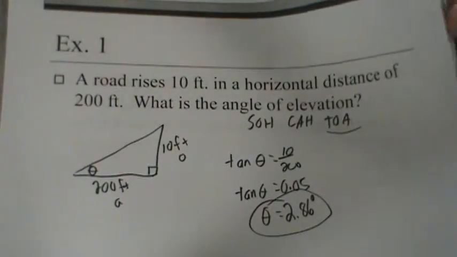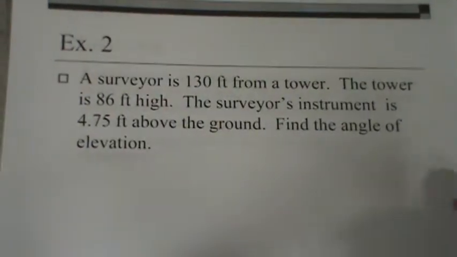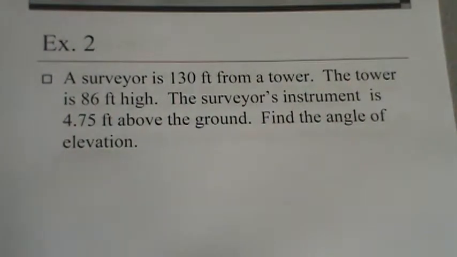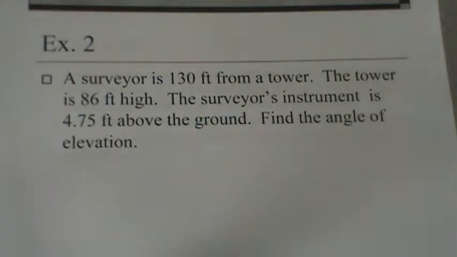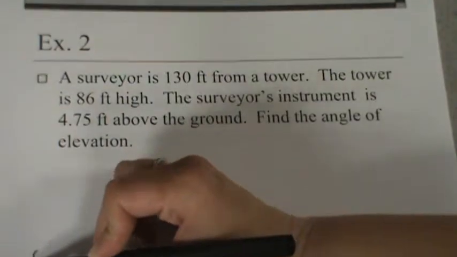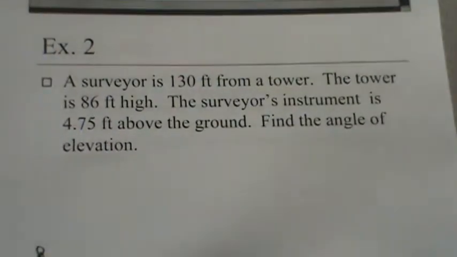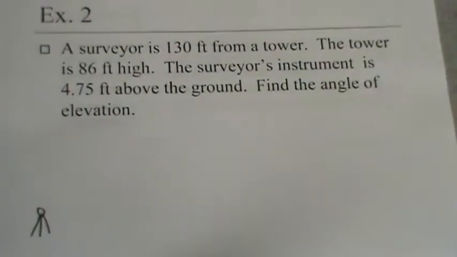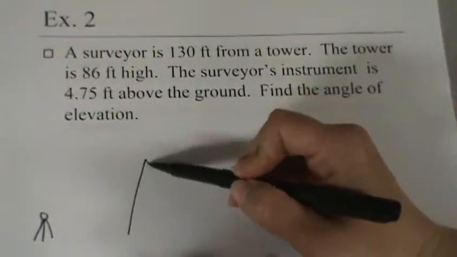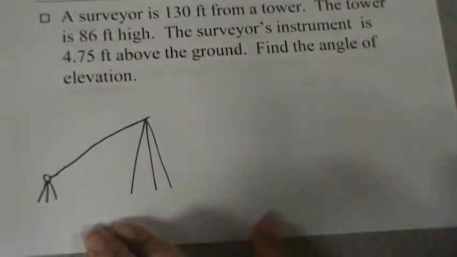Our next problem we're going to try is about a surveyor. So go ahead and read that problem. When it talks about a tower, I would assume it's going to be something like a cell phone tower. A surveyor is the person, if you've ever seen on a highway or on a road, where he has a tripod and he's looking through some kind of device on top of the tripod. And then he's looking over here at a tower. So here's my tower. He's looking through that hole up to the top of the tower.